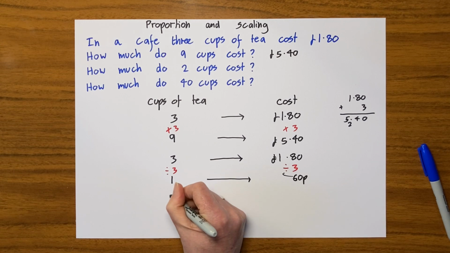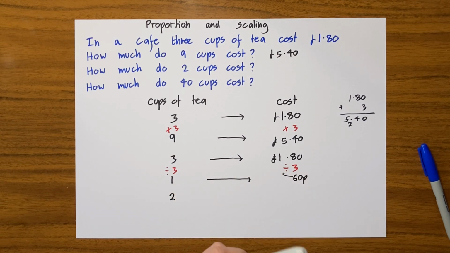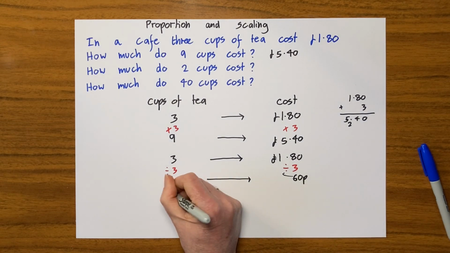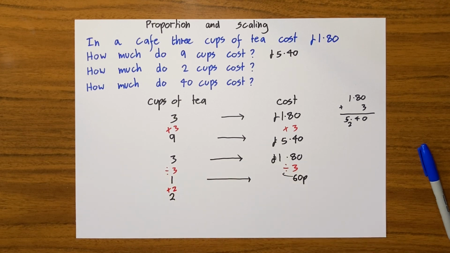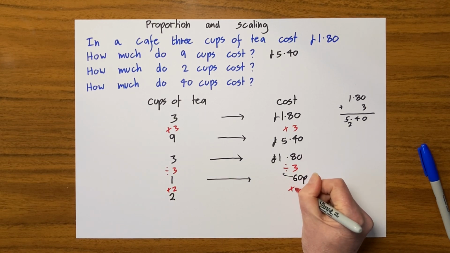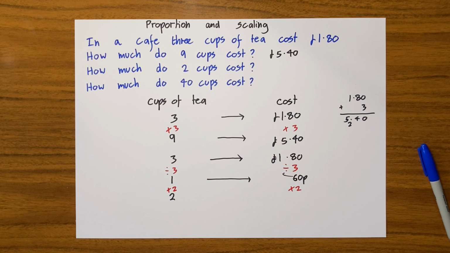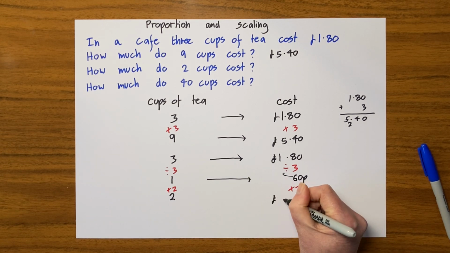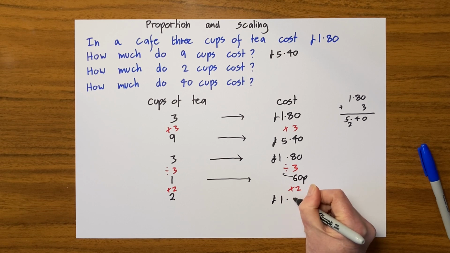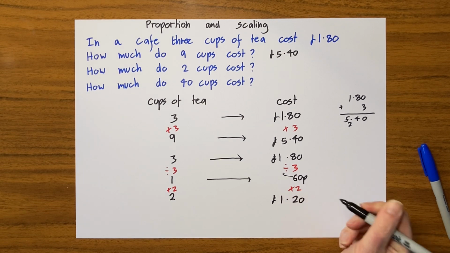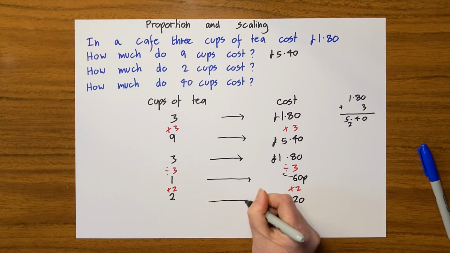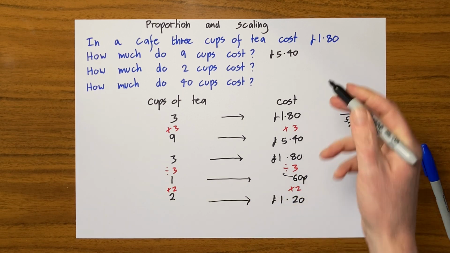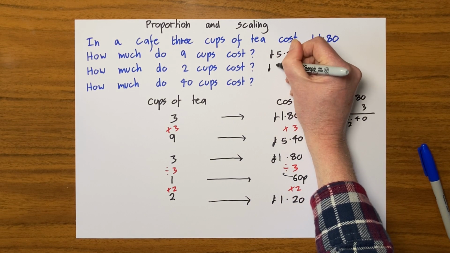I now know that 2 cups, times 2, I need to double that 60p. So double 60 is, are you ready for another not very good pound sign? £1.20. Double 60 is £1.20. So that's answered that question. How much do 2 cups cost? £1.20.